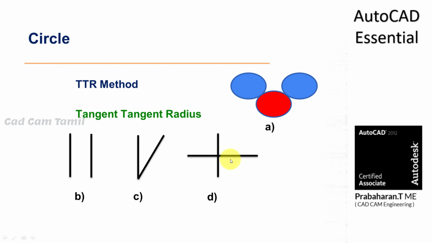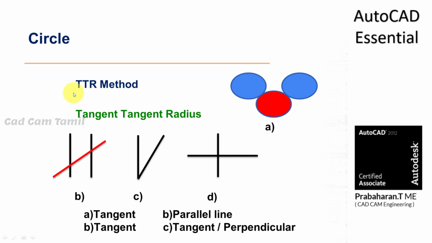If you extend the objects somewhere, they may touch each other. If you extend the parallel lines, either top end or bottom end, they will not touch anywhere. But see here, already these points are touching. See here, these two lines are touching. You should have this kind of objects only to draw a circle using the Ttr method. You should not have parallel lines. Okay. Now we are going to construct the circle using these methods.